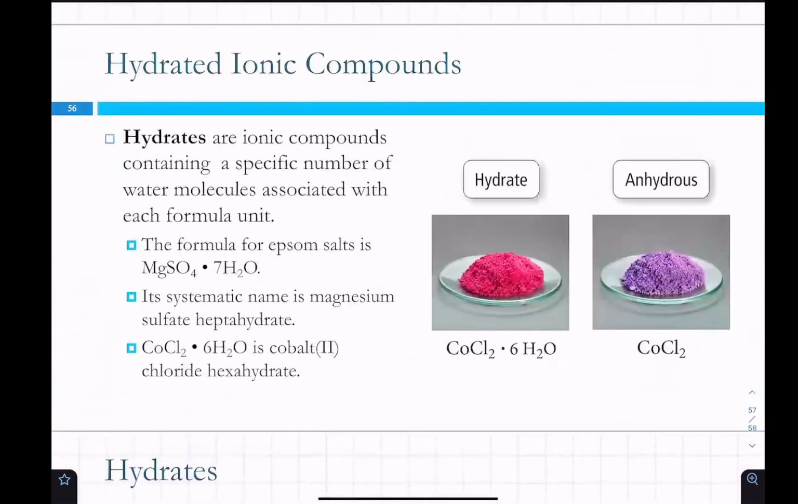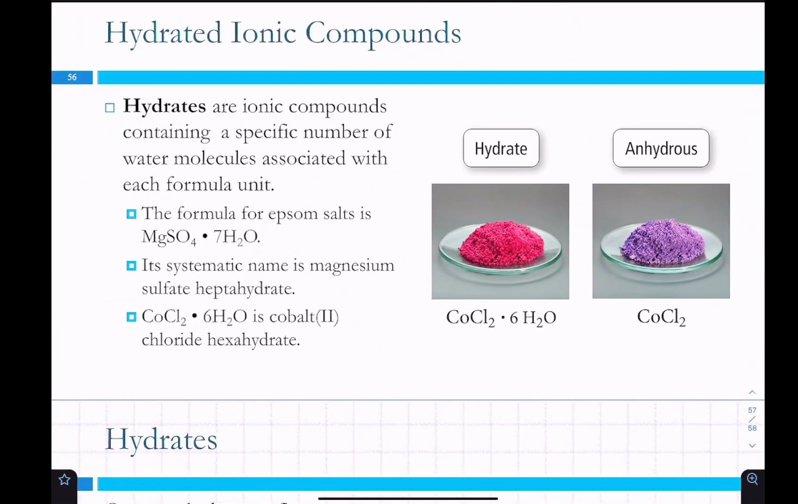All right, the last thing we're going to learn how to name today. Next week we'll do more naming stuff. But the hydrates are ionic compounds that contain a specific number of water molecules that are associated with a formula unit. So the formula for Epsom salts is magnesium sulfate with 7 waters, or heptahydrate. And its systematic name would be magnesium sulfate heptahydrate. So hepta being the prefix for 7, so 7 waters. And then cobalt chloride, so it'd be cobalt(II) chloride hexahydrate.